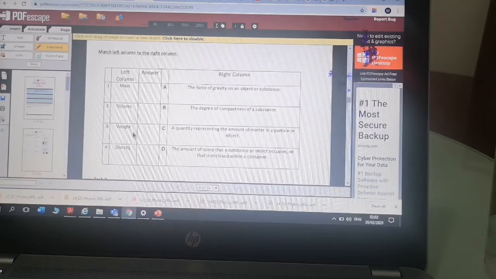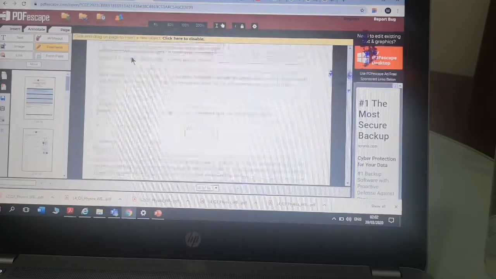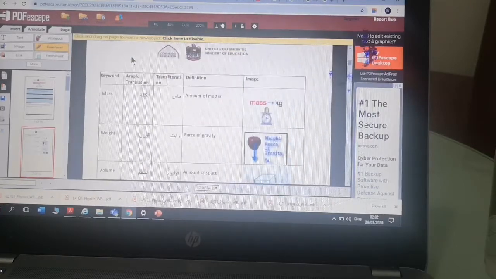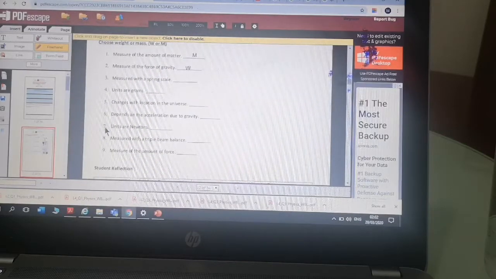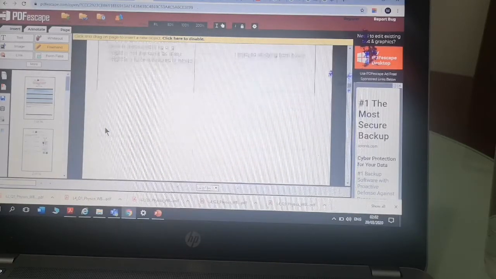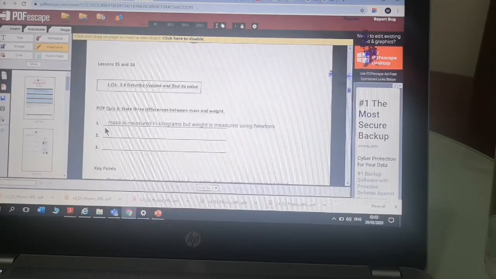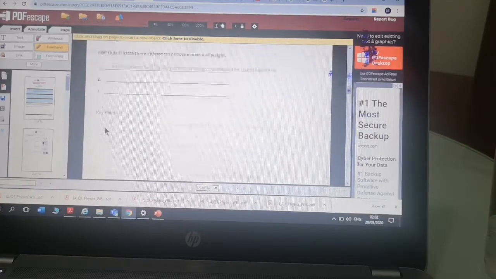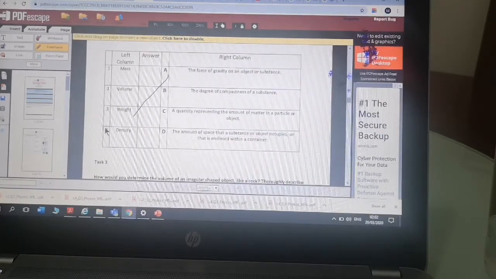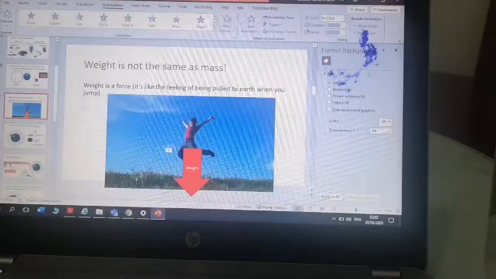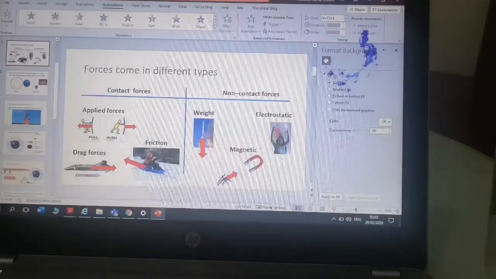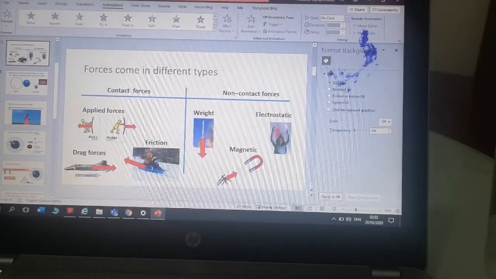Well, it was the weight, right? Remember, the weight was the force. We had a nice diagram of the arrow pulling you down. It was in the PowerPoint. The weight is a force. Well, these are forces.